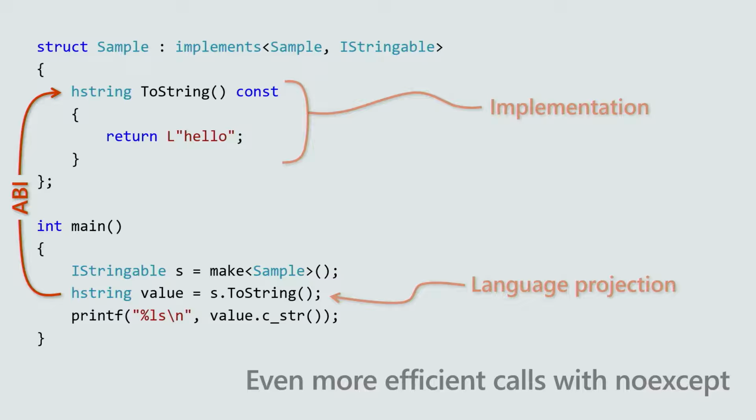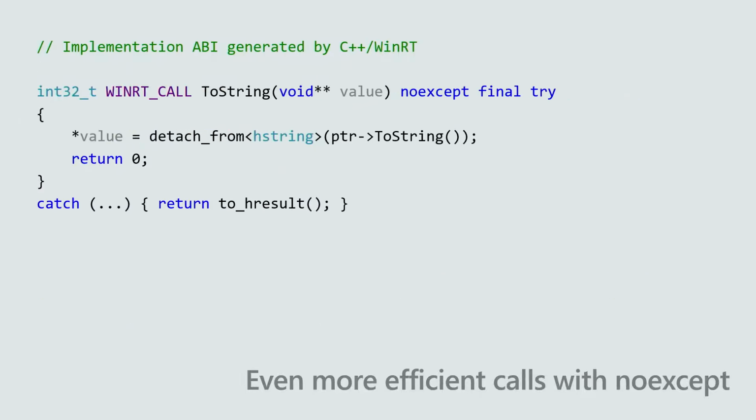And because it's not a direct call, it means that we can optimize the ABI in some really interesting ways. Here, for example, is the implementation side of the ABI that's generated for you. The previous one we saw was the call side. This is now the implementation side.